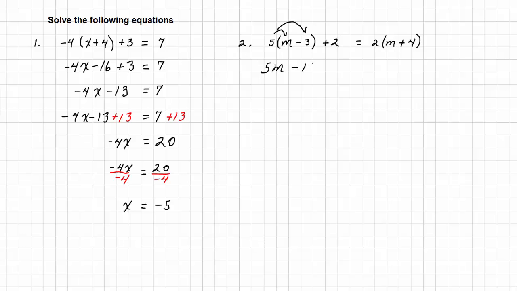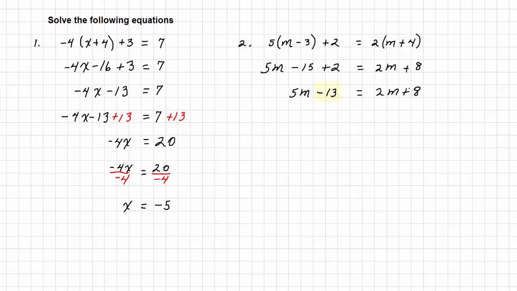And bring down the 2, and on the right side you end up multiplying 2 times both terms in the brackets. You end up with 2 times m equals 2m, and 2 times 4, which is 8. If we collect terms on the left side, we have 5m minus 15 plus 2, which is 5m minus 13, and on the right 2m plus 8.